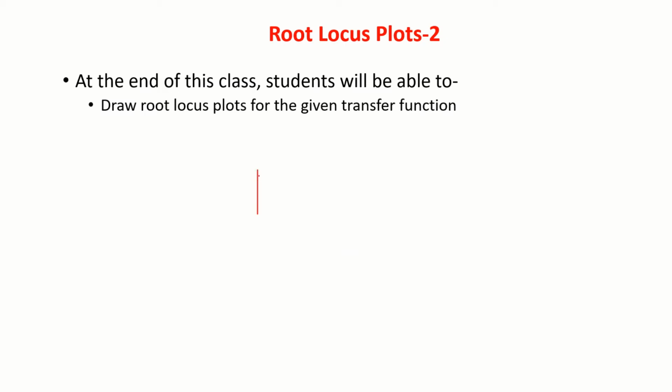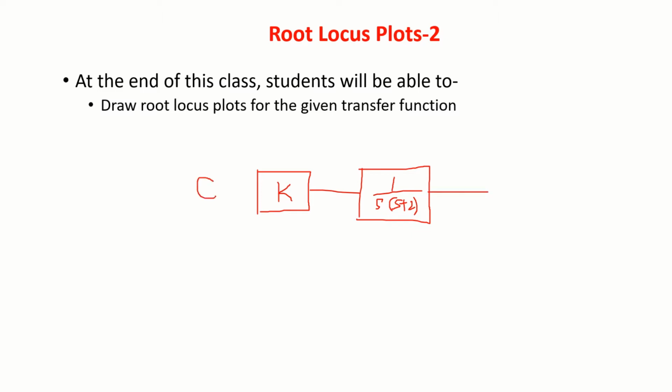See, this block represents the controller K. This is the plant transfer function 1 by S into S plus 2. There's a summing point here or here. Yeah, unity feedback system.